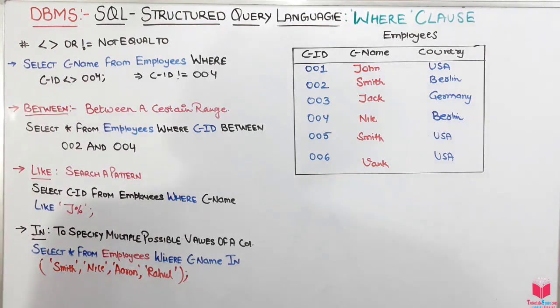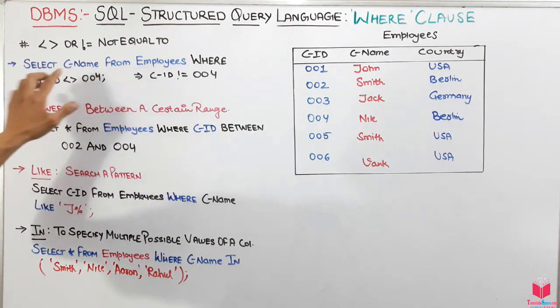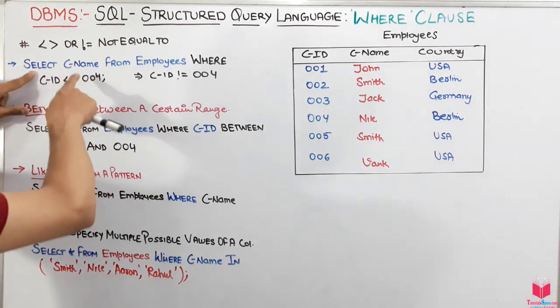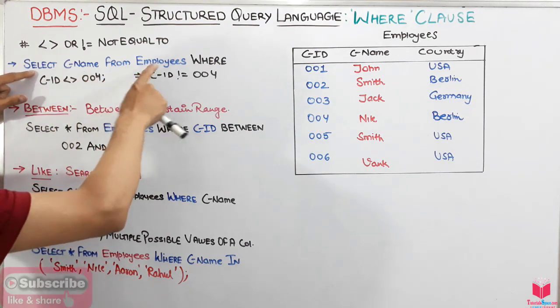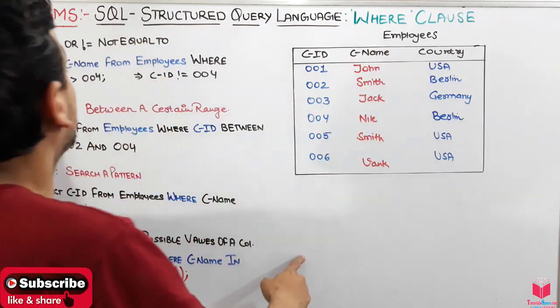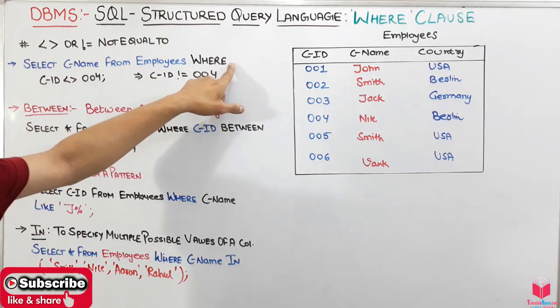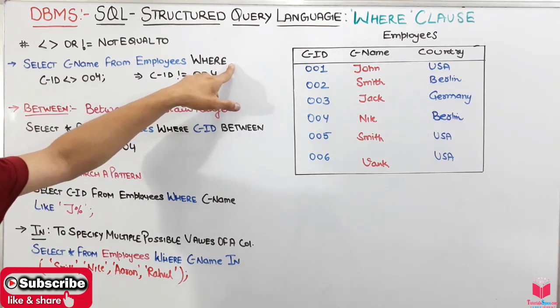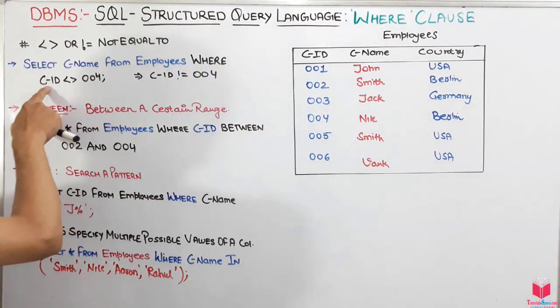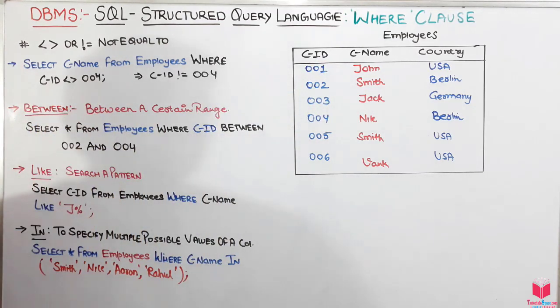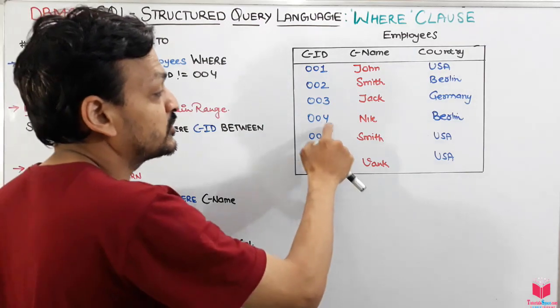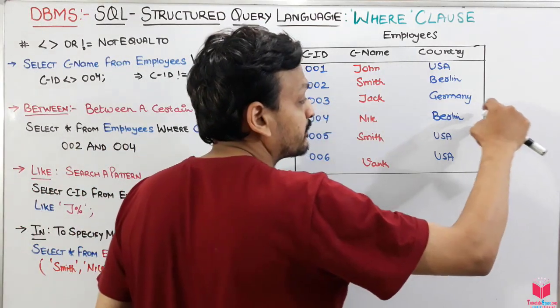So how can we use this operator? See, SELECT CNAME FROM employees, so we are only selecting CNAME. The first thing is we are selecting only a particular attribute, that is CNAME, from employees. From this table we are selecting only CNAMEs, where is going to give us a condition. So WHERE CID not equal to 004.